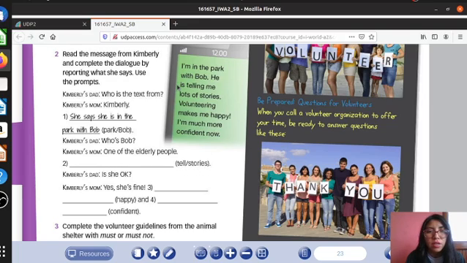So, here you have that part. Aquí tiene esa parte. And, mom, yes, fine, happy. Makes me happy, ¿ok? So, you have to report that part. Okay, here you have an example. Who is the text from? Kimberly. Okay, the mom is going to report. La mamá va a reportar lo que dijo Kimberly.